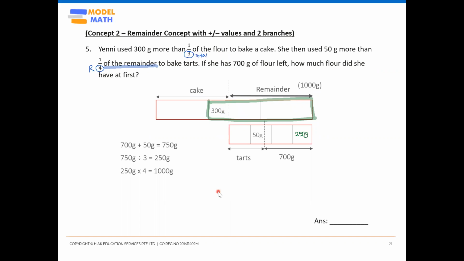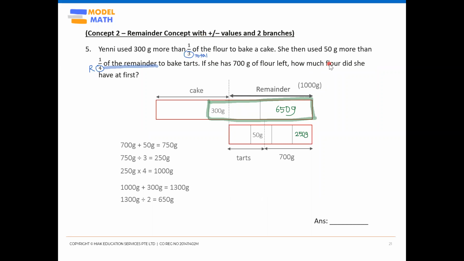So we are going to add them, 1000 plus 300. And this 1300 is for the 2 big units. So of course, again, we need to find 1 unit, just divide by 2, and write it back into the model. Whenever you find 1 unit, always write it back down. 1 big unit is 650 grams.